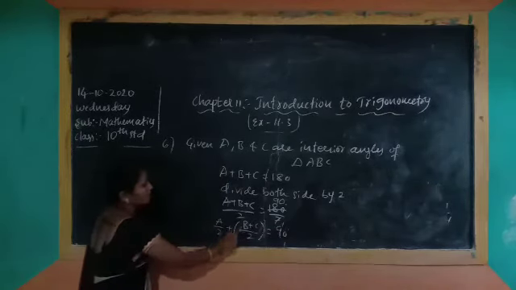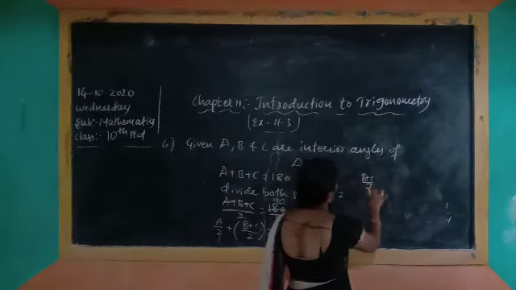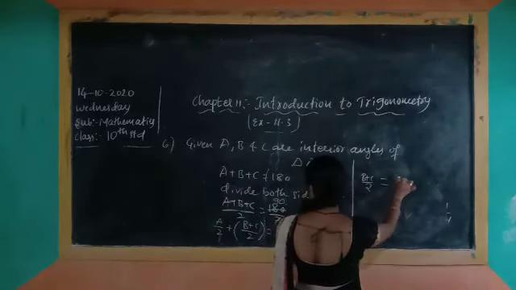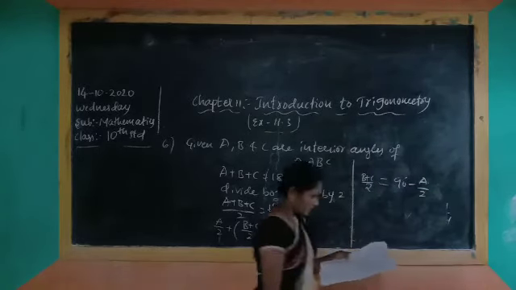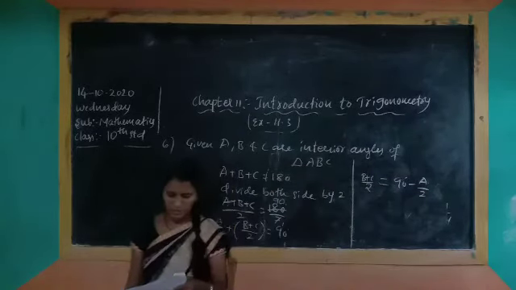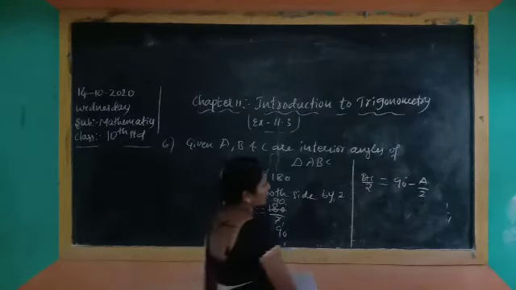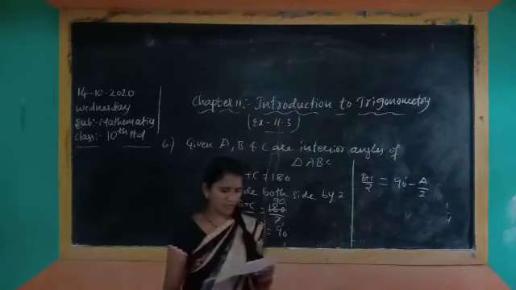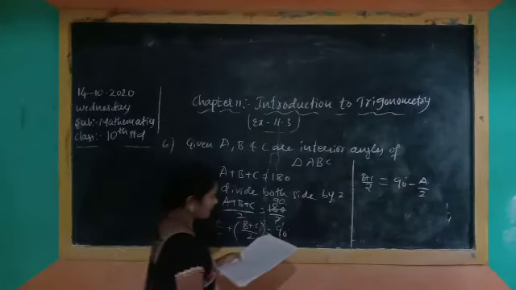Here I need (B plus C) by 2. I will write (B plus C) by 2 is equal to 90 degrees minus A by 2. Next, what is the question? Sin (B plus C) by 2 is equal to cos A by 2.